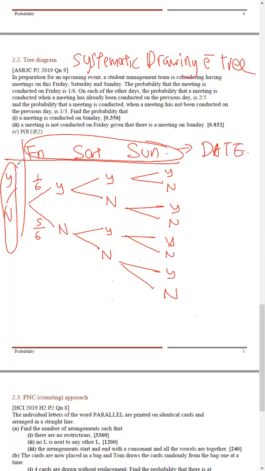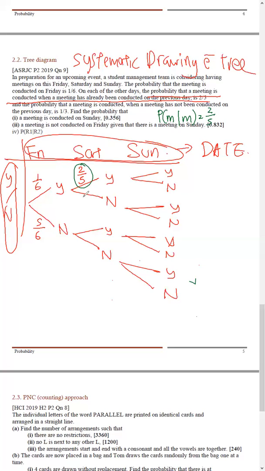So on Saturday itself, if it is a yes, the probability will be 2 over 5, because the probability that the meeting is being conducted when a meeting has already been conducted on the previous day is 2 over 5. Take note, I want to highlight this again. This 2 over 5 is actually conditional probability. Whatever you put in your tree diagram is conditional probability. If you write it out, it will be meeting given meeting, which is 2 over 5. The probability of meeting yes, given that the previous day is meeting, is 2 over 5.